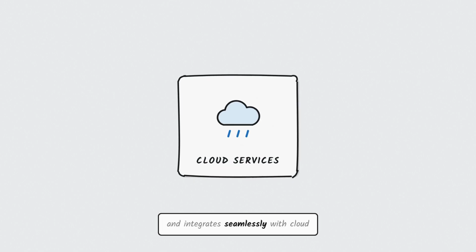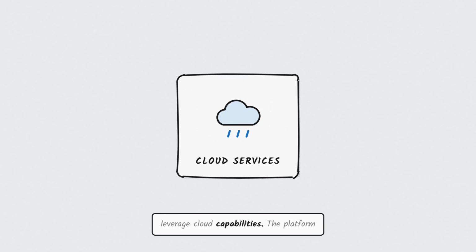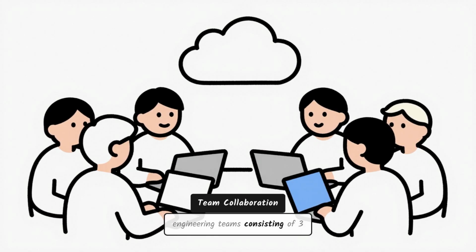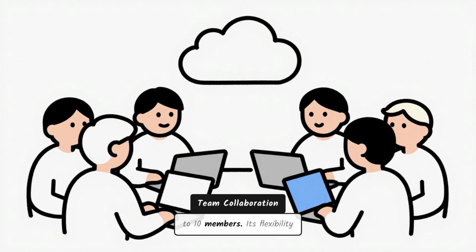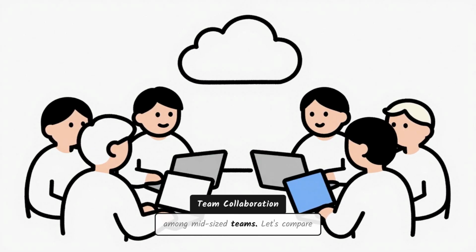Apache Airflow is highly extensible and integrates seamlessly with cloud services like AWS and GCP. This makes it an ideal choice for teams looking to leverage cloud capabilities. The platform is particularly well-suited for data engineering teams consisting of 3 to 10 members. Its flexibility and power make it a favorite among mid-sized teams.